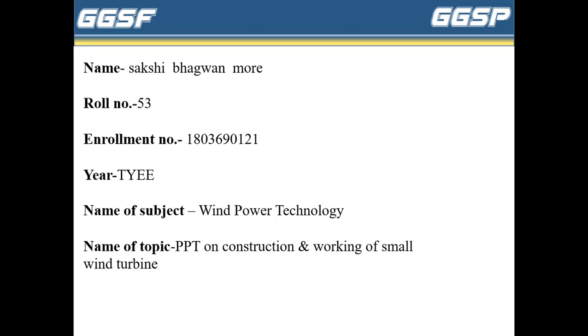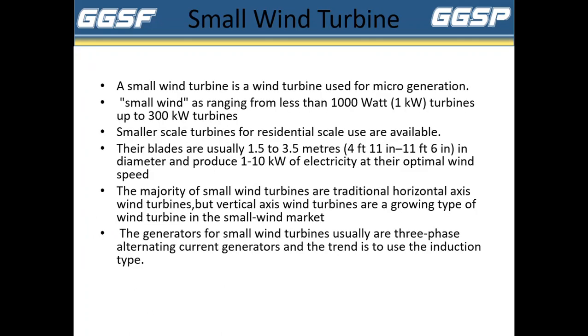Today my topic is a presentation on construction and working of small wind turbine. Let us know about small wind turbine. A small wind turbine is a wind turbine used for microgeneration, ranging from less than 1000 watt, that is 1 kilowatt, up to 300 kilowatt turbines.